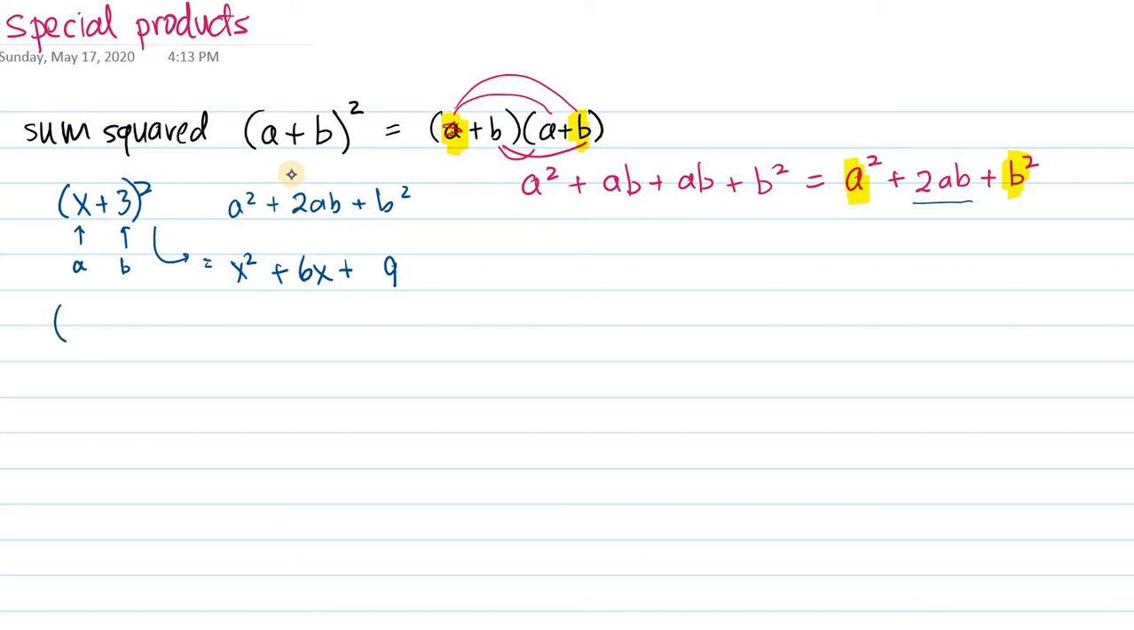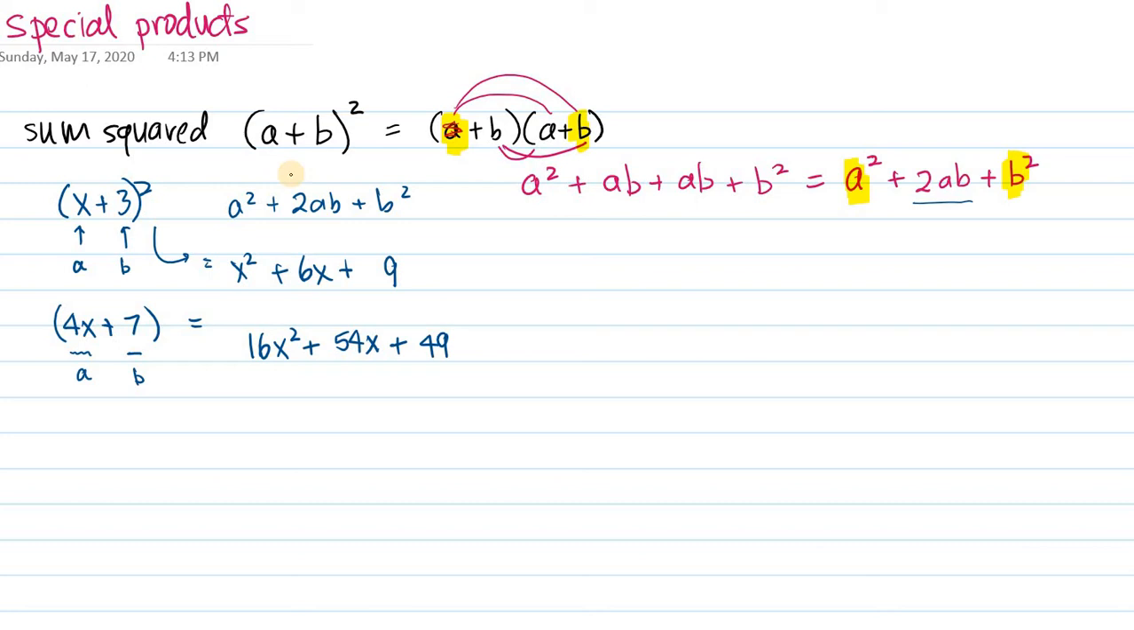Say, for example, I gave you (4x + 7)^2. This part is a, and this is b. So following our pattern, a squared would be 16x squared. b squared is 49. a times b is 28x. And then double that, and you get 56x. Plus signs in between everything, and that's it. So that's a sum squared.